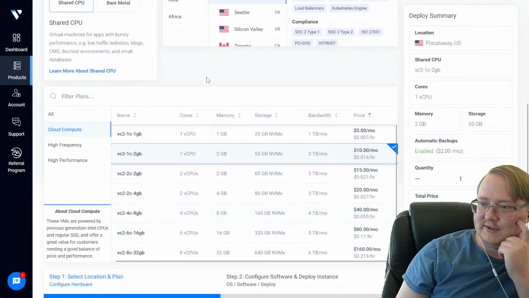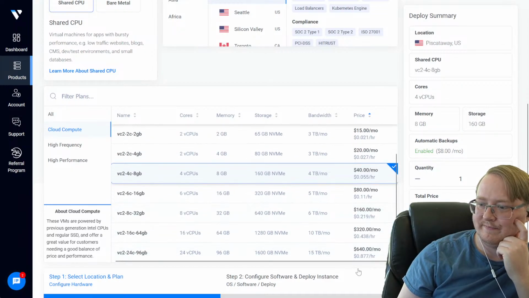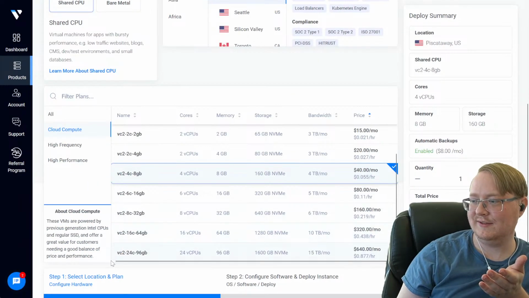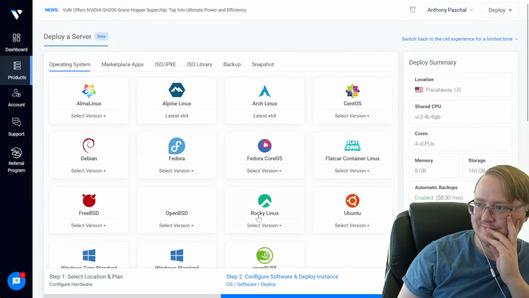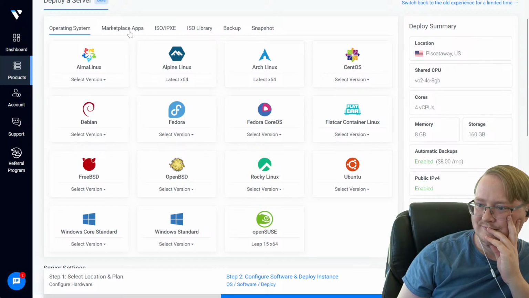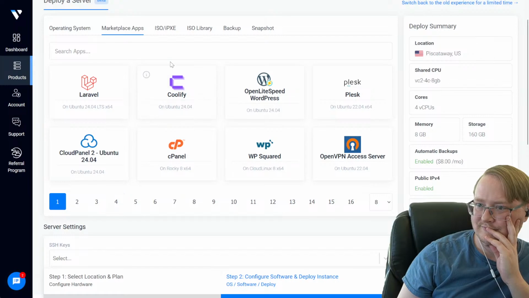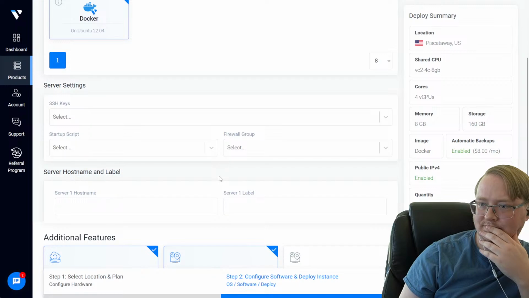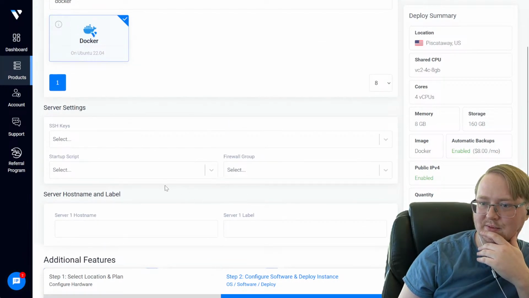Oof, guys. Very oof. These are not cheap. Didn't these used to be the cheap guys? What happened? They have Docker. Does that mean they support Docker Compose?